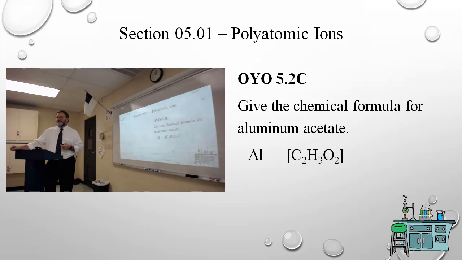Looking for a bold volunteer. Aluminum becomes 3 positive, right? It's column 3A element. It's a metal. It loses. So by process, then, what is the formula for aluminum acetate?